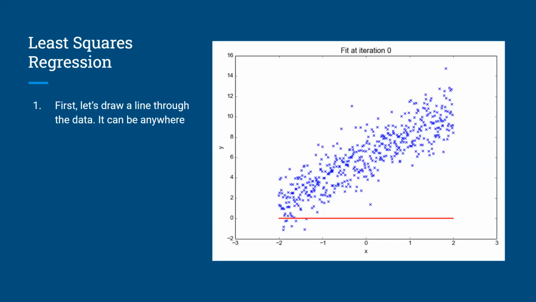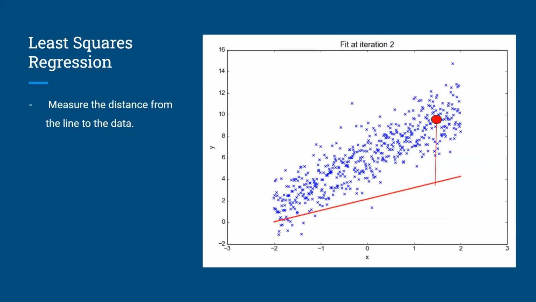So let's see it in action. Let's pick a line, any line. It could be here, it could be up here, it could be over there, it could be anywhere, right? Let's just create any random starting point for our purposes. From here, let's take a point and let's find the distance from that point to the line.